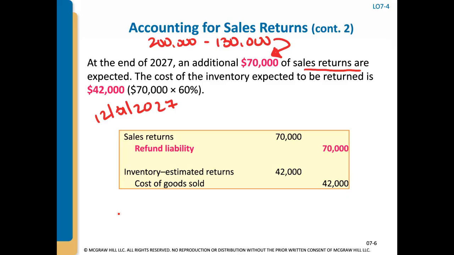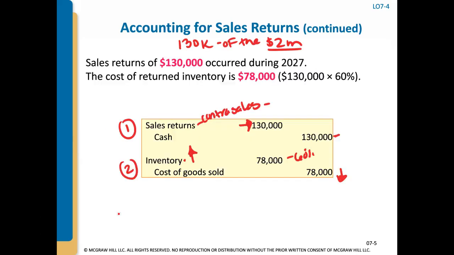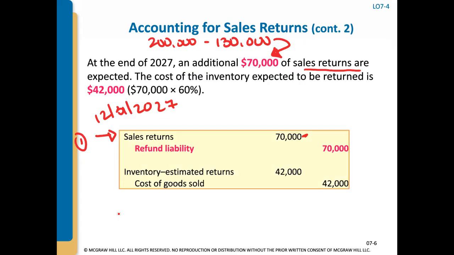So for the actual $70,000, step one is going to be to debit sales returns for that $70,000. You'll see that when we had an actual return, we also debited this account, sales returns. When we actually had a return and gave back the money, we credited cash. But in this instance, we're not crediting cash, right? This is what we estimate we're going to owe when the people return my product. So we credit this new account called refund liability, and that goes on my balance sheet as a liability.